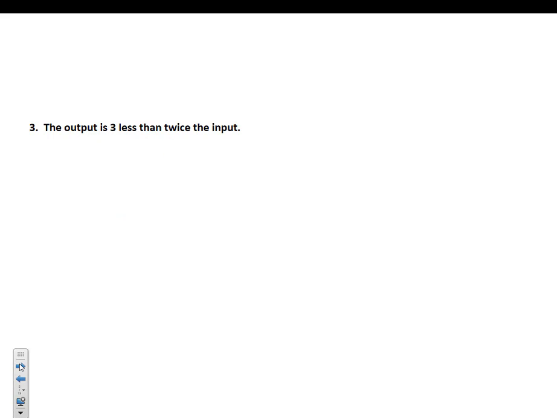Our next one, the output is 3 less than twice the input. Okay, so again, we're going to mark our text. The output, we know our output is y. It always represents the equal sign. 3 less than. So how do I represent 3 less than something? 3 less than twice the input. How do I represent that? That's correct. We're going to subtract 3 from twice the input. Well, how do I represent twice the input? Well, that's going to be 2x, twice the input.